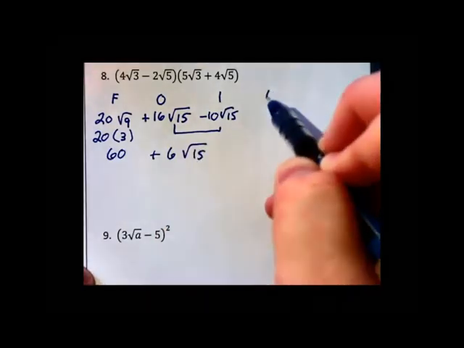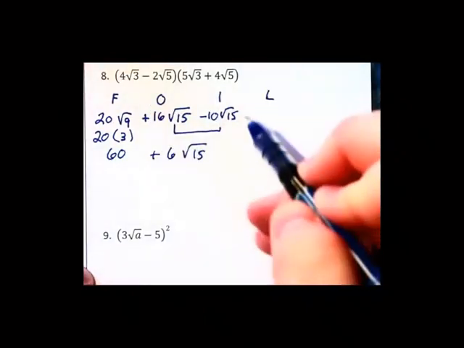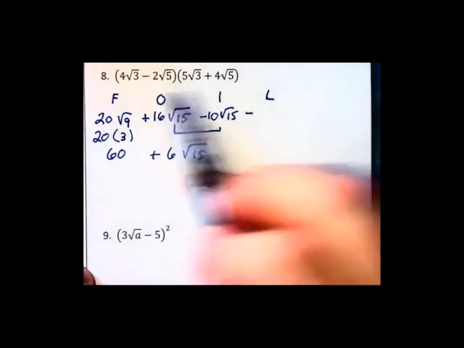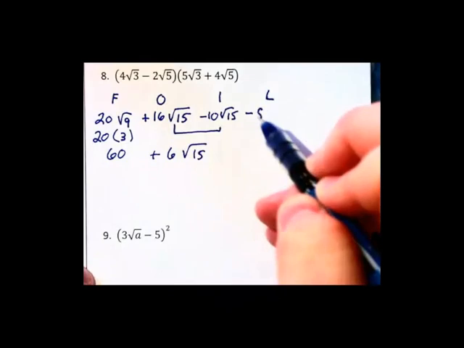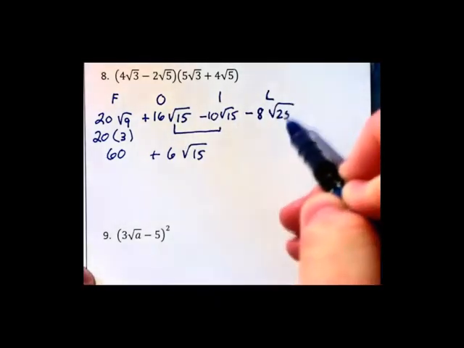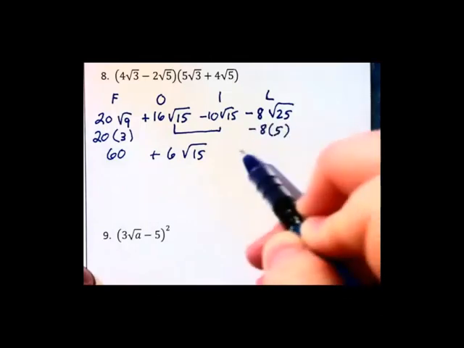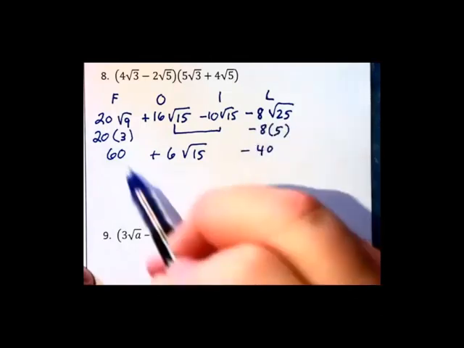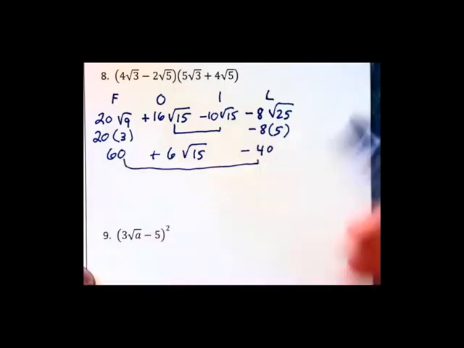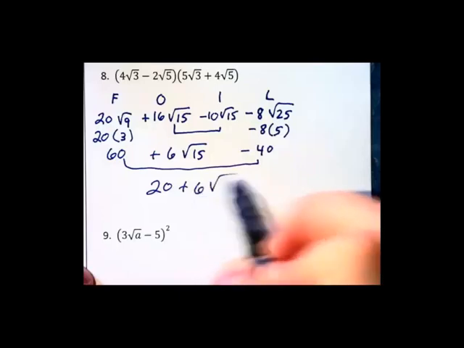And then we got the L term of FOIL, where we've got the negative times positive, which makes negative. The outside 2 and the 4 give us an 8. The inside 5 and 5 multiply together to give us root 25. So that's really a minus 8 times 5, which makes that a minus 40. Putting the 60 and the minus 40 together, we have 20 plus 6 root 15.